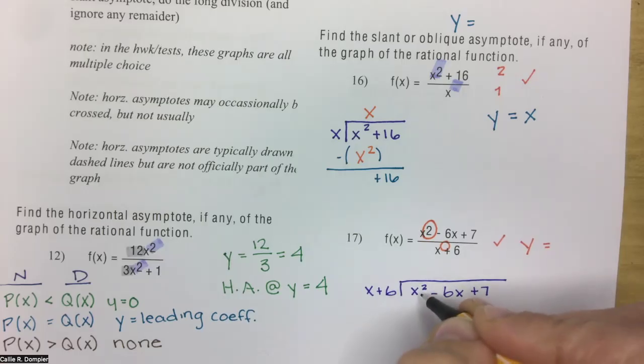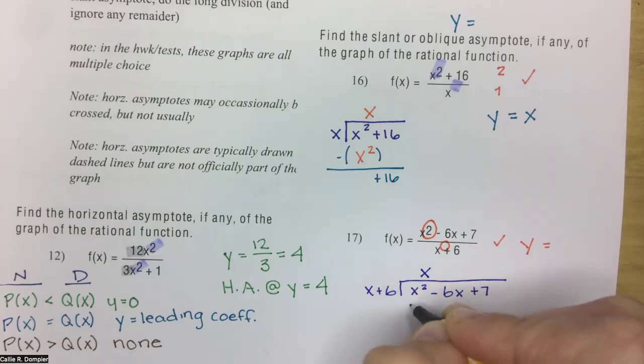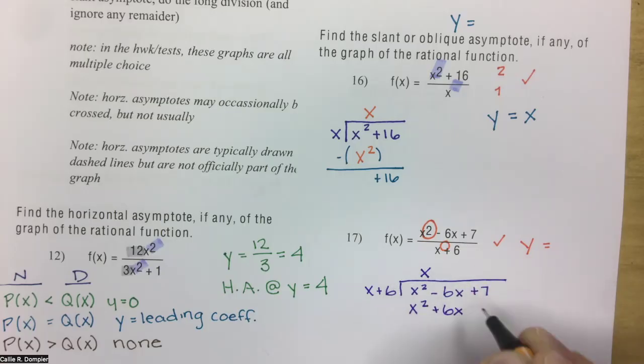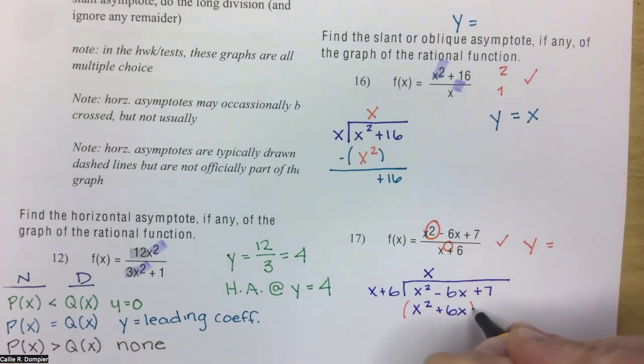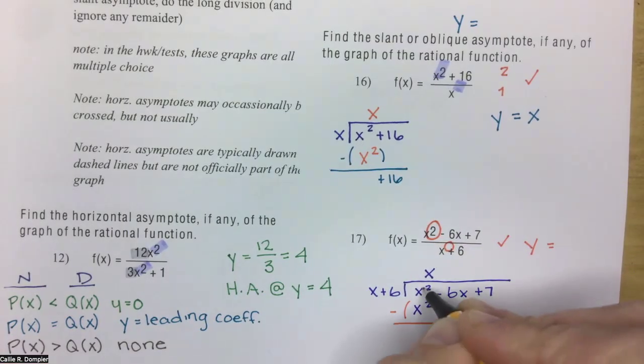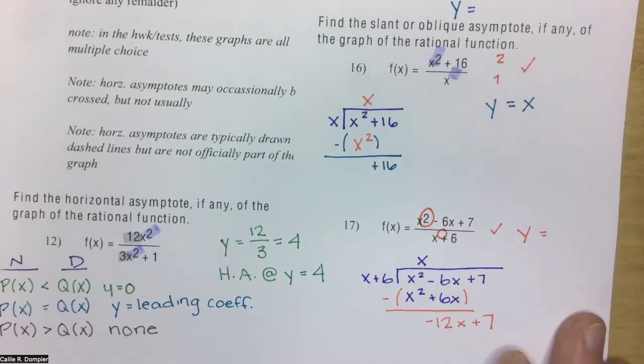So to get x squared out of x, I'm going to multiply x by x. X times x is x squared. 6 times x is positive 6x. And then I need to subtract that. So x squared minus x squared gives us nothing. Negative 6x minus positive 6x gives me a negative 12x plus 7. Okay, I'm going to keep going.